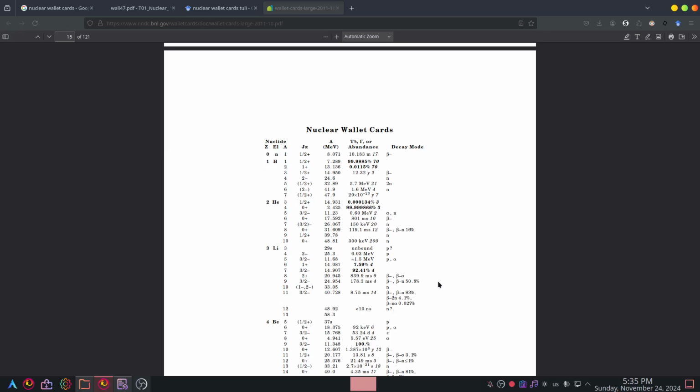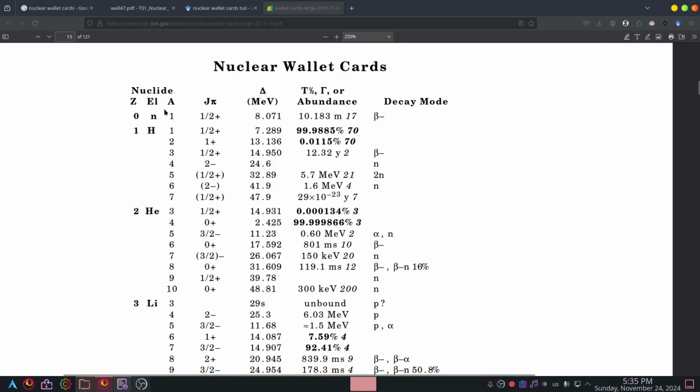Let's just zoom in on the ones we are interested in. We have this number here called the Z. Z is the number of protons. This EL here stands for the element. So let's say 1 proton, it means it's hydrogen. 2 protons means it's helium, no matter how many neutrons there are. A here represents the total number of nucleons, which is the protons plus neutrons together. Both of them are nucleons, so the number of nucleons in the nucleus.